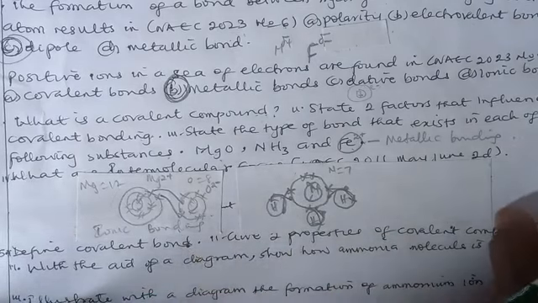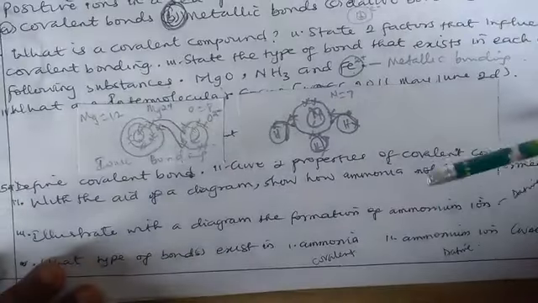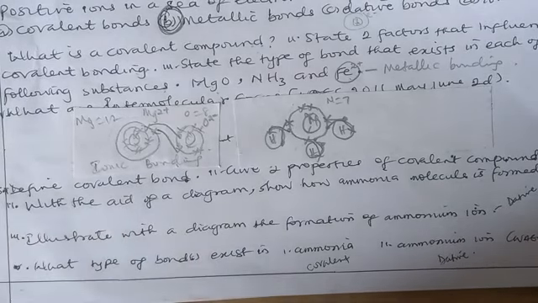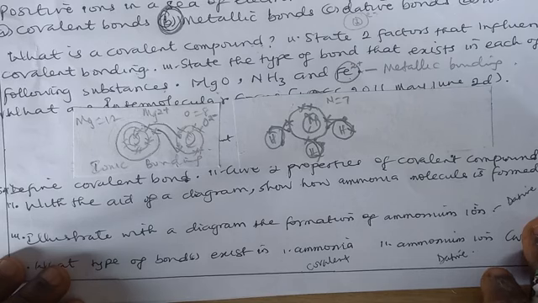Define covalent bonding. Covalent bonding is a kind of bonding that involves sharing of electrons, formed when elements share their electrons with themselves to attain a stable octet or duplex structure.